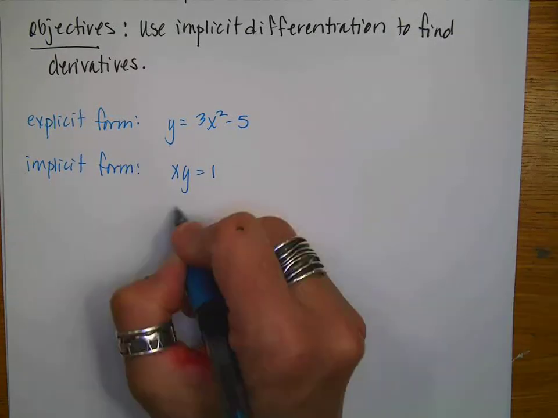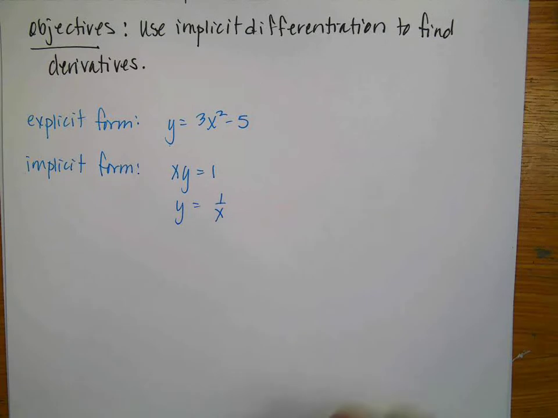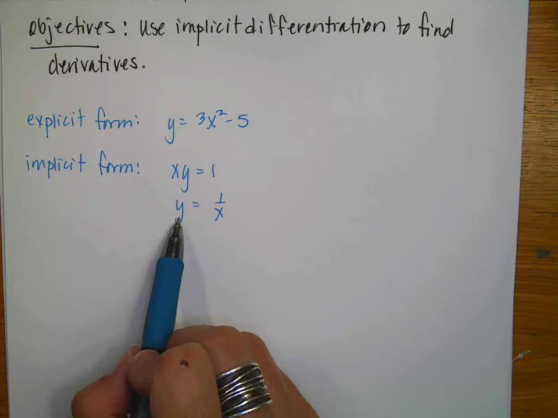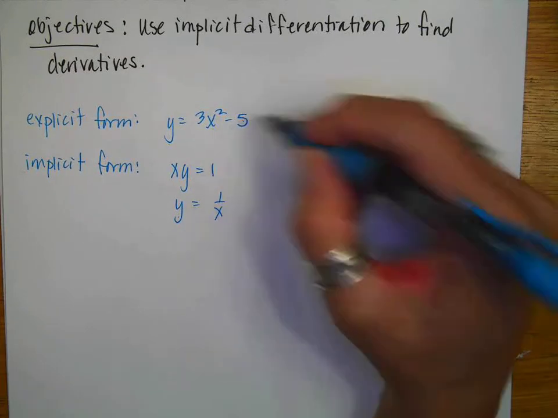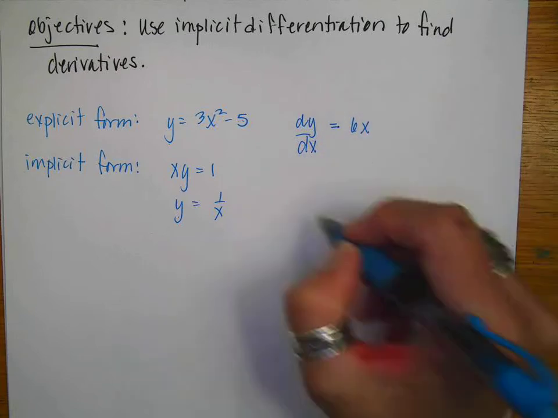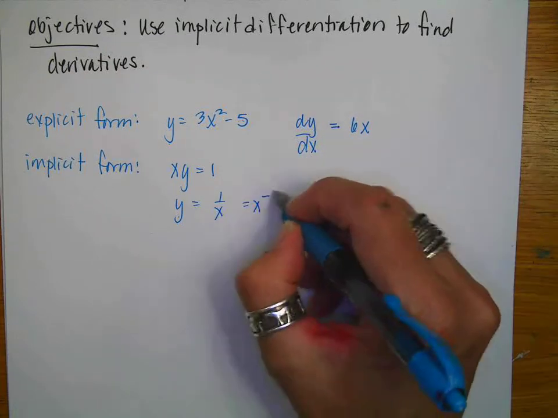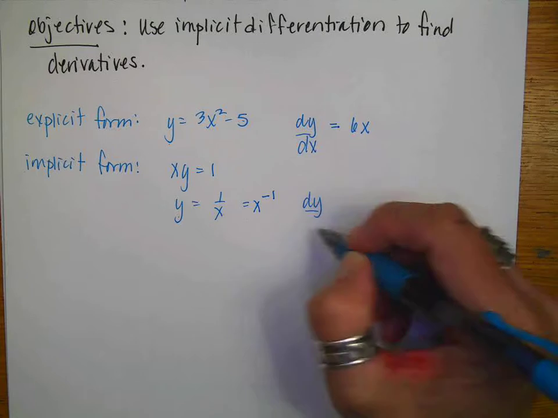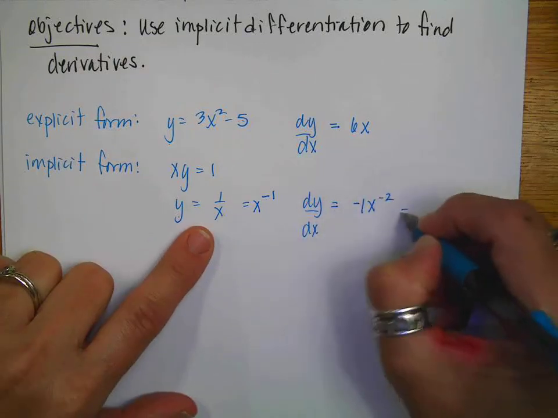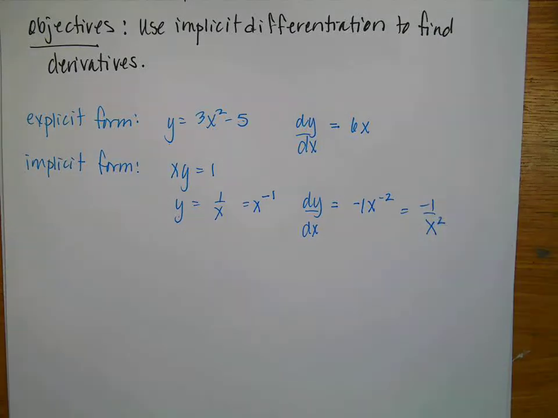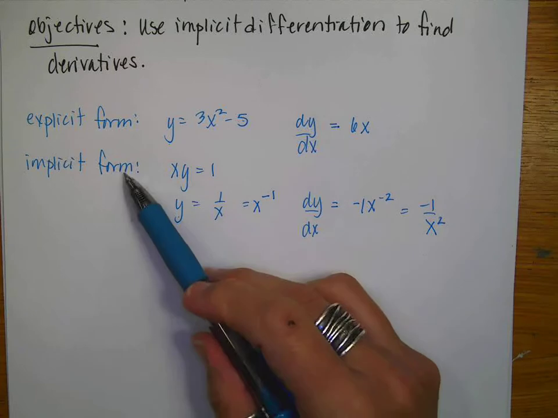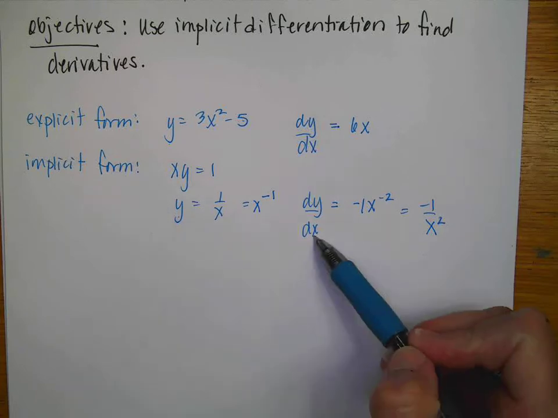Well, this one is easy to separate, and so I would get y is equal to 1 over x, and then my variables would be separated, and then I could take the derivative, right? And so if I wanted to take the derivative of this one, I would get dy dx is 6x, and then this is x to the negative 1, the derivative of y with respect to x, it would be a negative 1 x to the negative 2, so a negative 1 over x squared. So explicit means it's easy to take the derivative. Some implicits are easy to take the derivative.